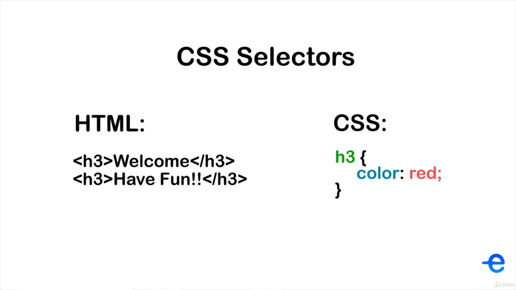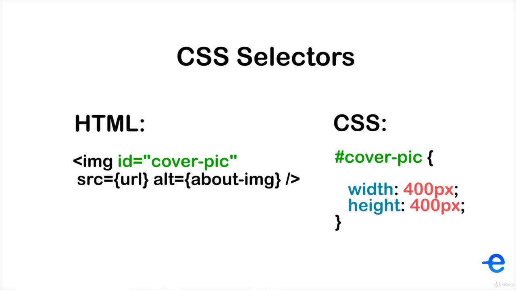Similarly, say you wanted to give a red color to all the H3 tags, you could do something like this. Similarly, if you want to select a specific HTML element, we can use the HTML ID value. So as you can see, we've selected this HTML image element with the ID cover pic, and we've given it a width of 400 pixels and height of 400 pixels.